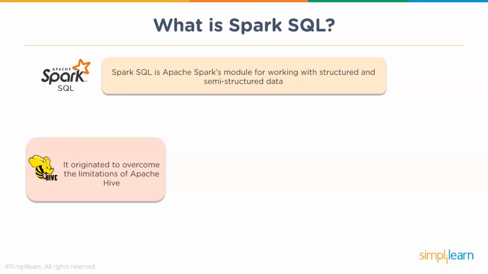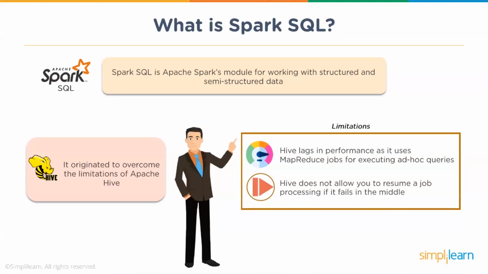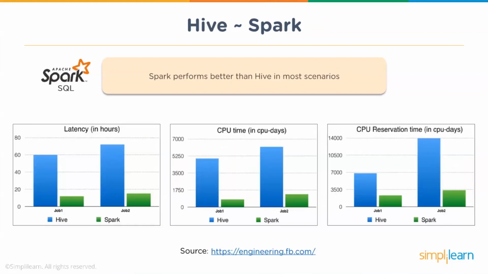However, Hive is quite extensible in the way it supports data warehousing use cases. It lags in performance. As I said, it goes for MapReduce and is not really suitable when you want faster querying or ad hoc querying. It does not allow you to resume a job if it fails somewhere in the middle. And these are some high-level limitations of Hive.